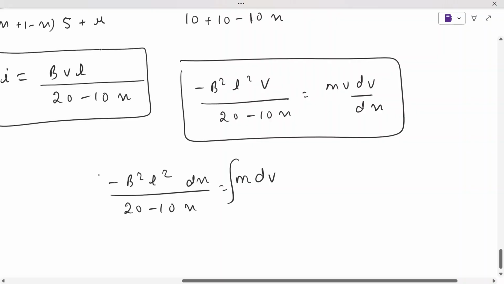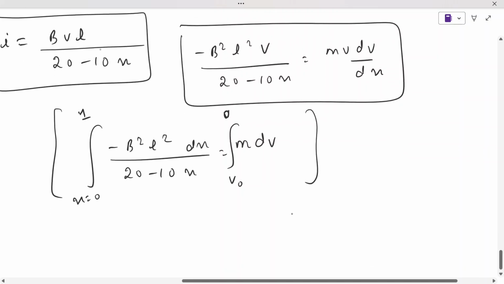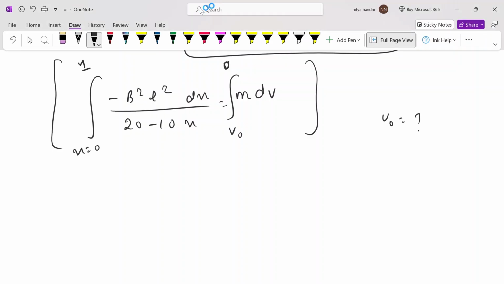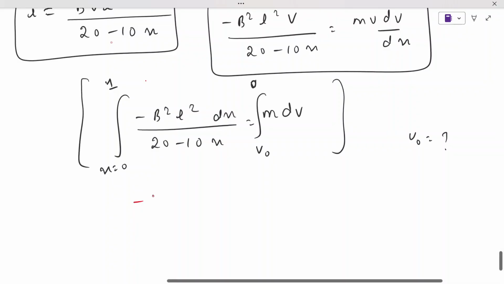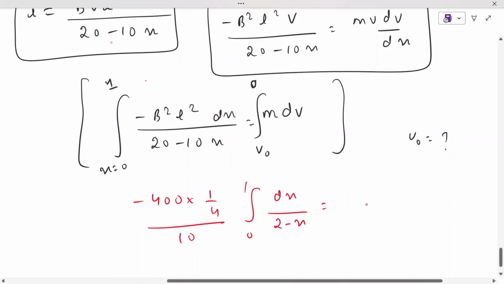Then I know that at x equal to 0 velocity is v naught, and at x equal to 1 meter the velocity is 0. I have to solve for v naught. Now just put the limits in. B was 20 and L was 0.5, so it is minus 400 into 1 by 4, and integration from 0 to 1 of dx upon 20 minus 10x. I can take out the 10 as common, so 2 minus x, and this is equal to minus m v naught.